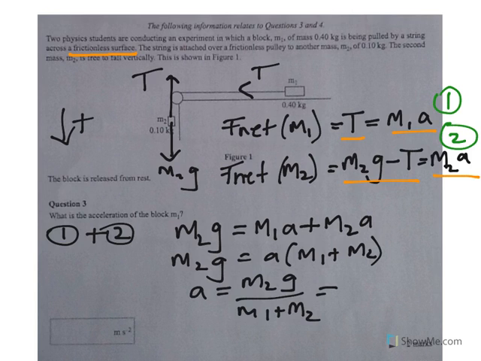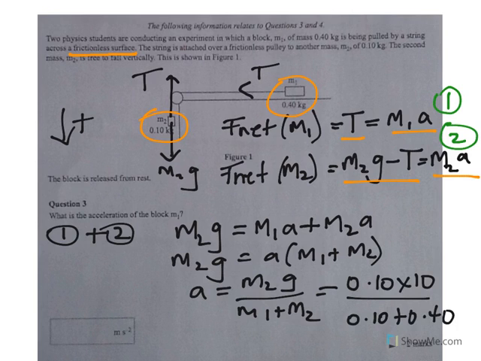I can substitute some numbers because I have a mass of 0.1 there and a mass of 0.4 there. So it's 0.10 times 10 over 0.10 plus 0.40. 0.1 times 10 is 1, divided by 0.5 is 2 meters per second squared. So that's an alternative approach to the system approach. It's not one I prefer, but it's worth knowing.